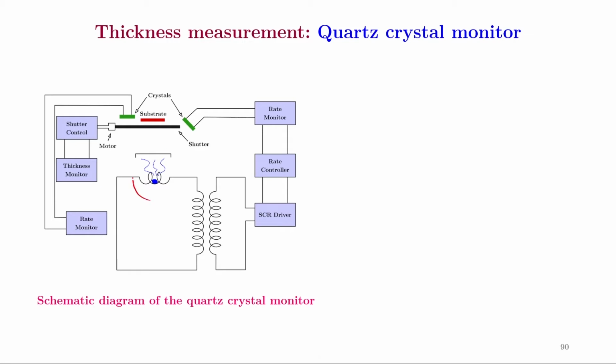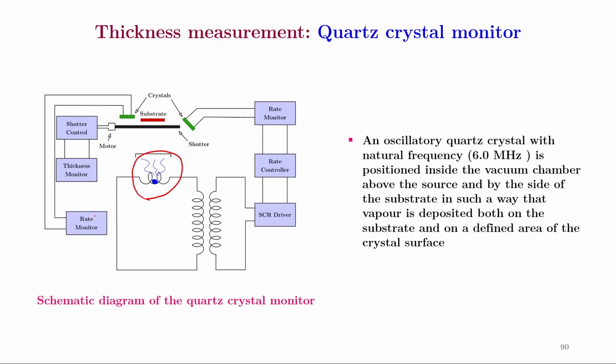The material to be deposited is heated in a coil. So when it is heated, vapors come out and get deposited onto the substrate that is placed directly above. What you see in green here are quartz crystals. To control the deposition, we have a shutter which could be moved using a motor. Other instruments include a shutter control, thickness monitor, and a rate monitor.